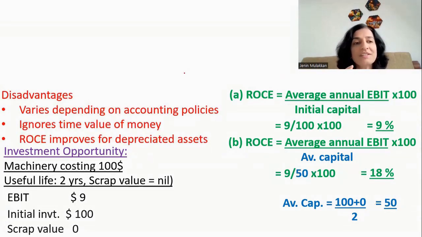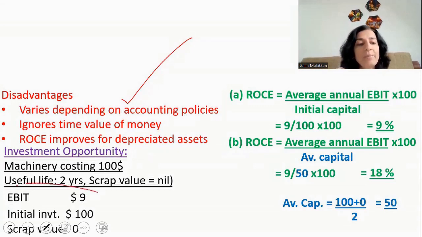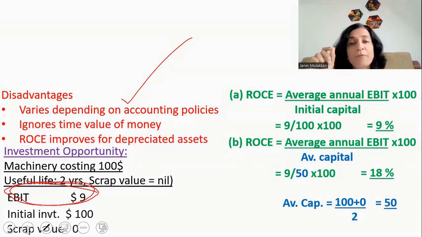So now let's look into the disadvantages. The first main disadvantage is it varies depending on accounting policies. Now we know that return on capital employed is based on EBIT. That is a profit-based investment appraisal technique. We know that profit differs based on the accounting policies adopted. For depreciation, we have the straight line method, we have the written down value method. Likewise, depending on the accounting policies, the profit may vary. So that's the first disadvantage.